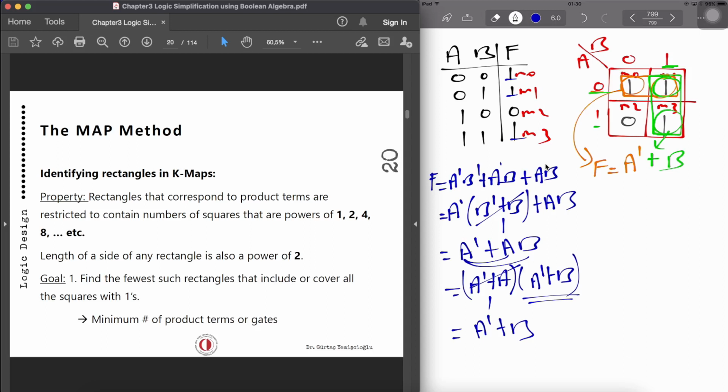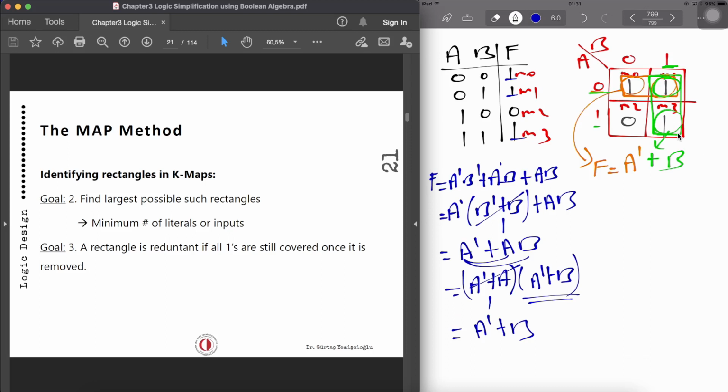And goal 1, find the fewest such rectangles. So if you cover a one and you don't need to cover it again, don't cover it. If you can cover all the ones with one rectangle, do that. That will give you the minimum number of product terms or gates. And goal 2, go for the largest possible rectangle. That will give you the minimum number of literals. I will explain these with examples as well. And goal 3 is, as I already said, a rectangle is redundant if you are covering the same ones in 2 different rectangles.